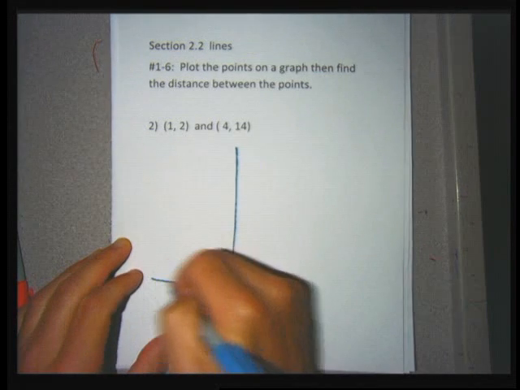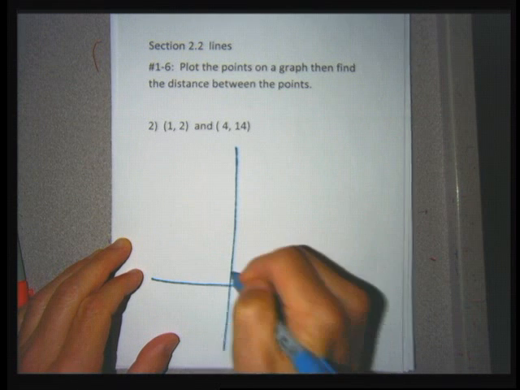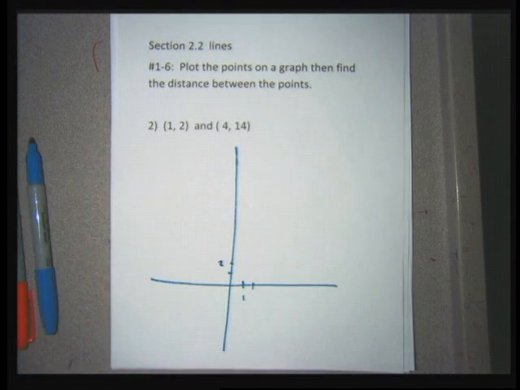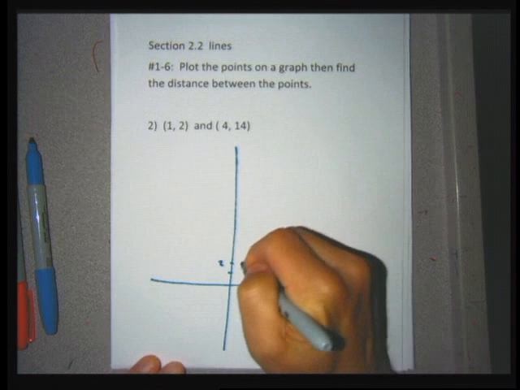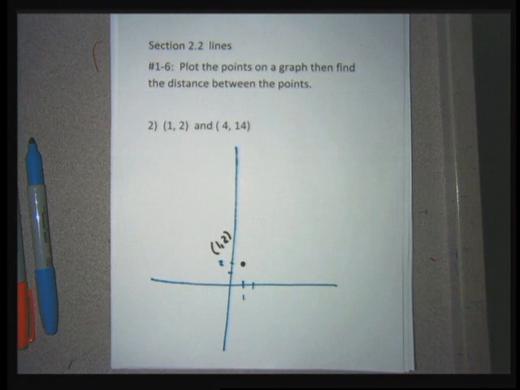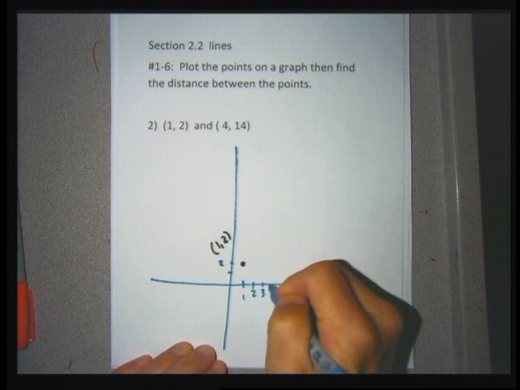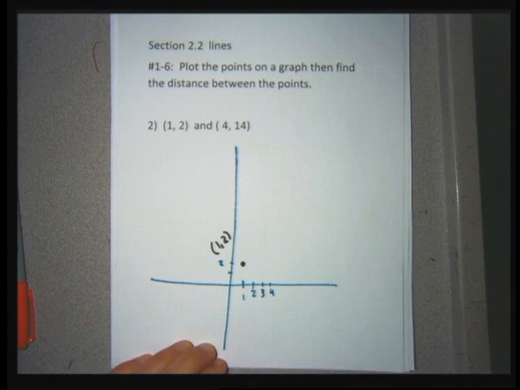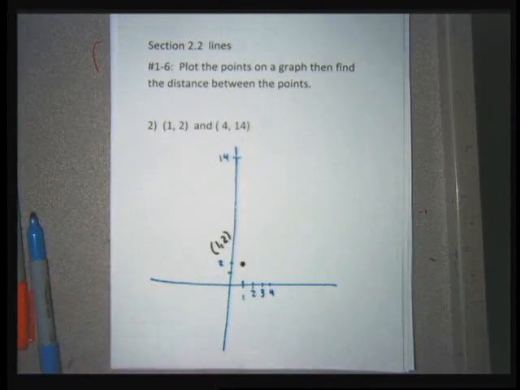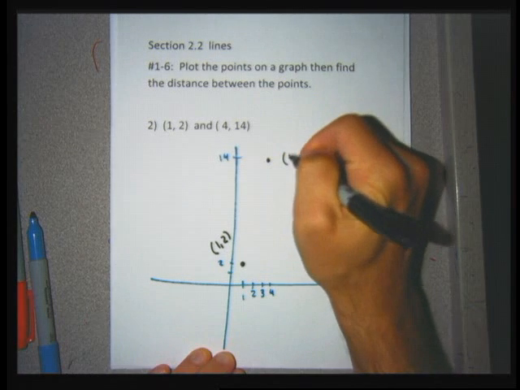I'm going to graph the points. So the first point is the point 1, 2. So I'll just make a dot for it. And the second point is the point 4, 14. I'm going to be lazy on my y-axis. I'm just going to mark the number 14 and not make little tick marks and show every number between. So I've plotted the points.